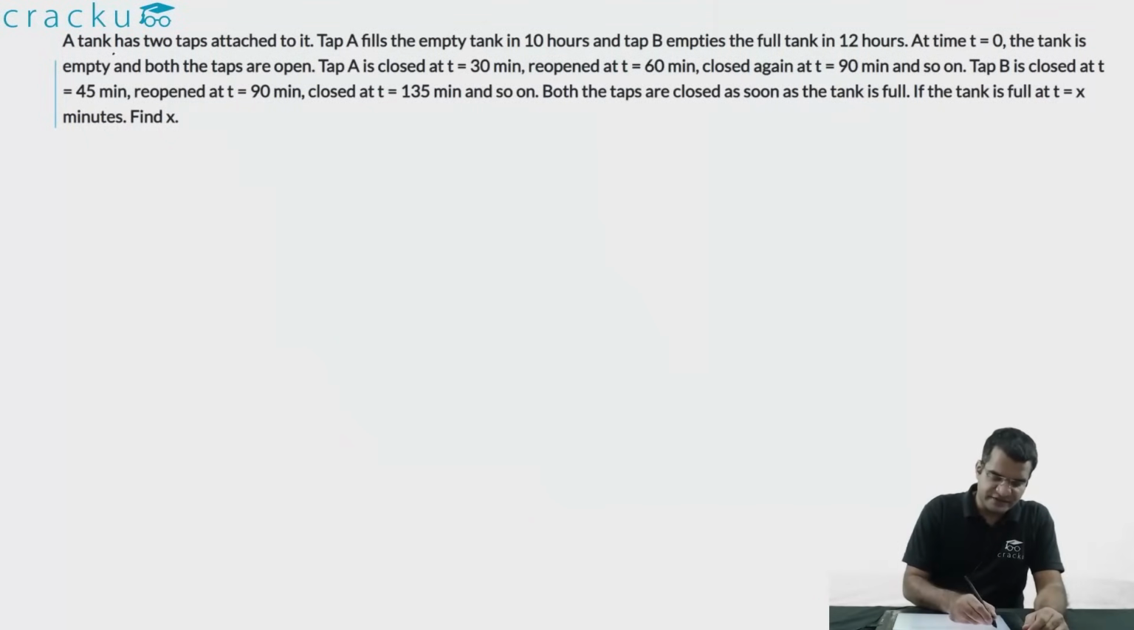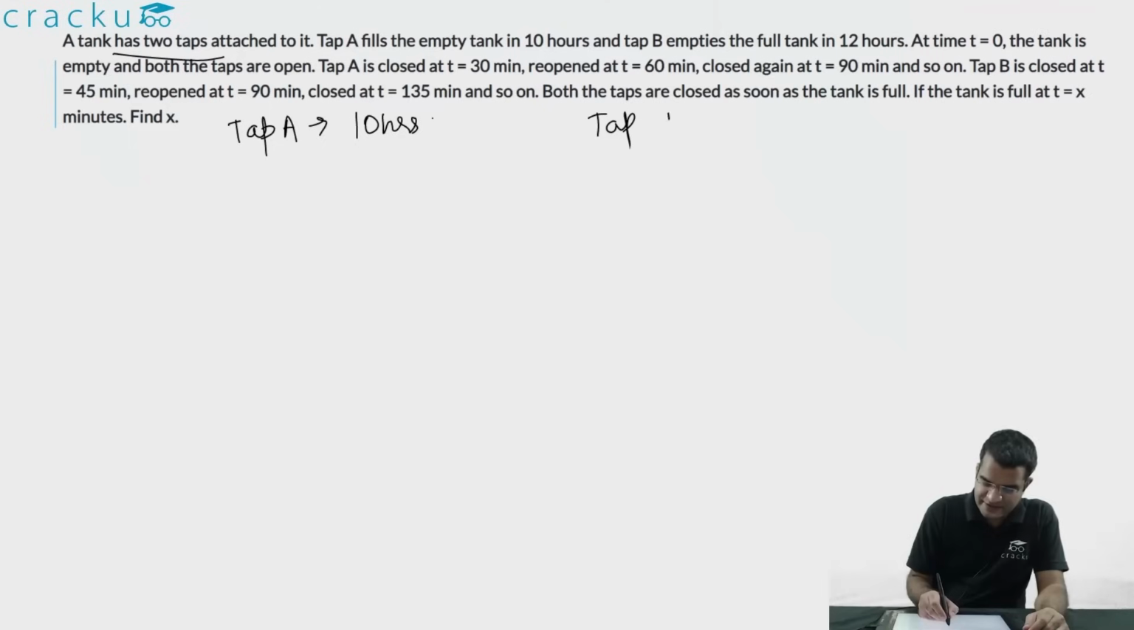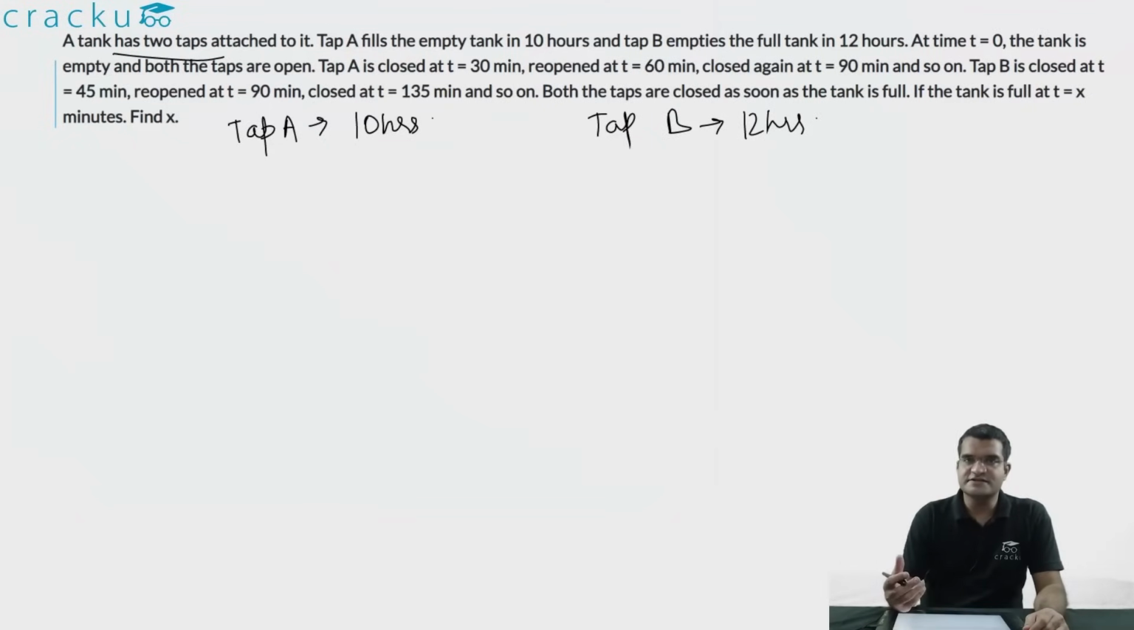In this question it is given that there is a tank and it has two taps attached to it. Tap A fills the tank in 10 hours and tap B empties the tank in 12 hours. So to make calculations easy, let us first find out the LCM of 10 and 12. The LCM of 10 and 12 is 60.